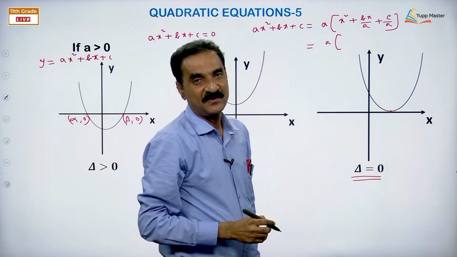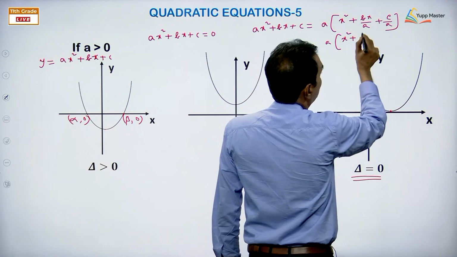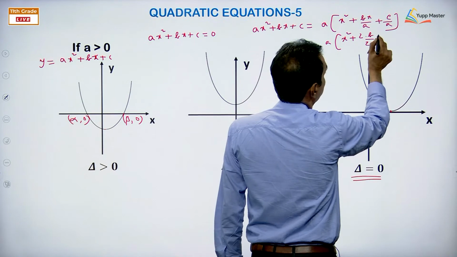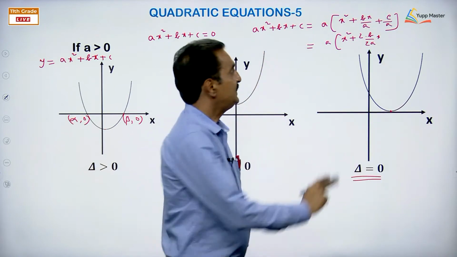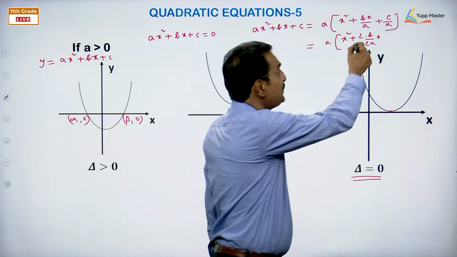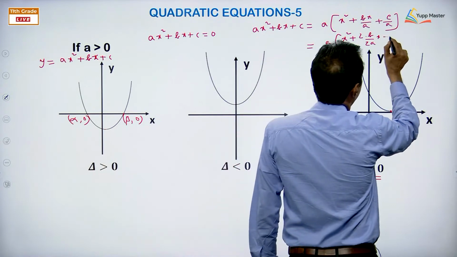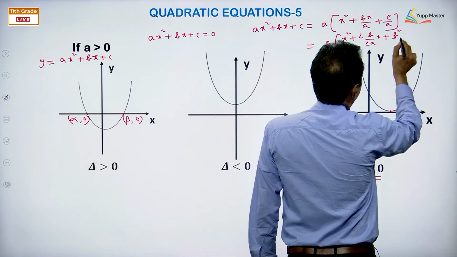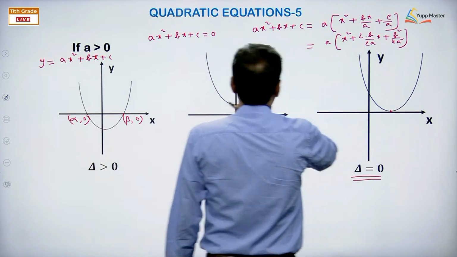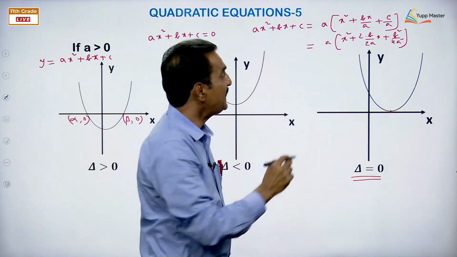If you want to write it as a perfect square, you should write x square plus, write bx by a as 2 into b by 2a into x. This is in the form of a square plus 2ab. Then by adding b by 2a whole square, it becomes a perfect square. So, adding b by 2a whole square, that is b square by 4a square, then we have to subtract b square by 4a square.